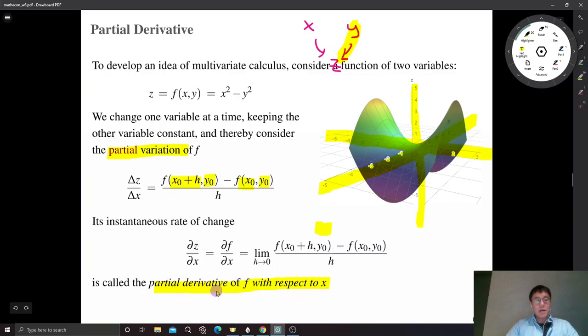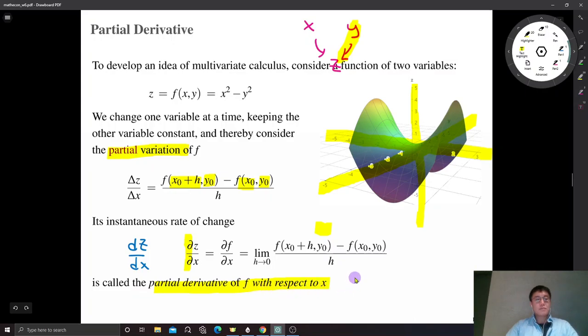For partial derivative, we use a special notation, a curly d, like this one, instead of the standard d in dz over dx. That is a standard differentiation, but for partial differentiation, we use this curly d, which is read "partial." So partial z over partial x stands for the partial derivative of f with respect to x.